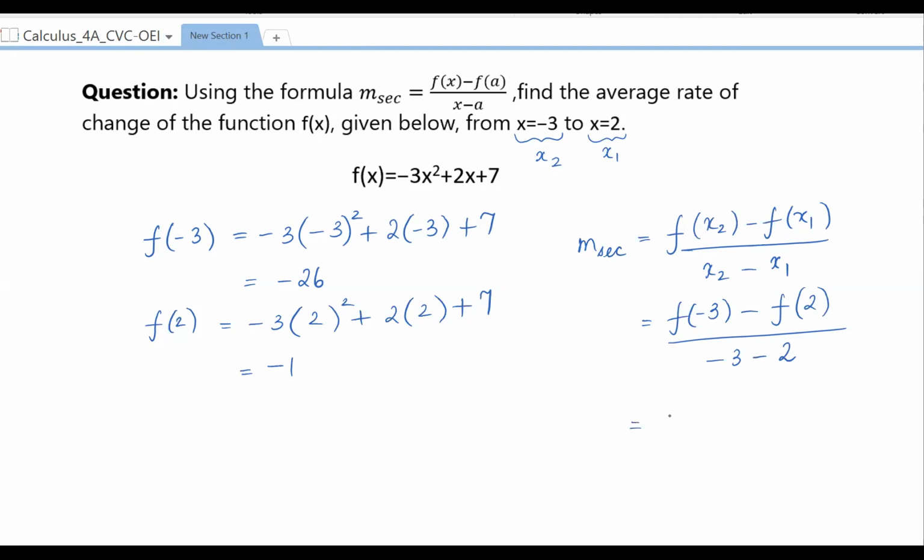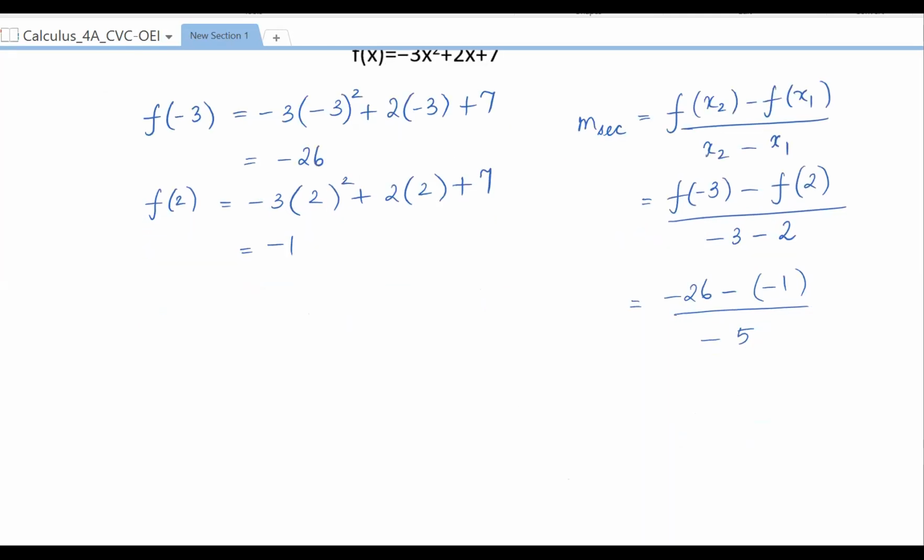All right, so we now have negative 26 minus negative 1 over negative 5. This gets interesting now because the answer is very interesting. It's a different problem, but we have negative 25 over negative 5, which is 5. So in this case, it's a different function, but it gave us the same answer. It's just a coincidence, just for fun.